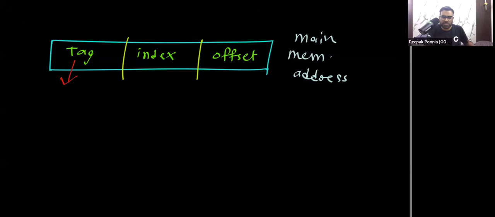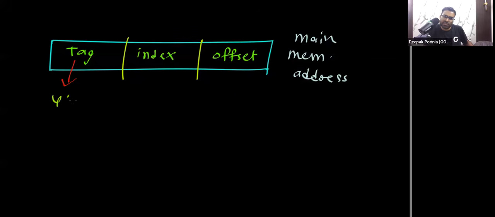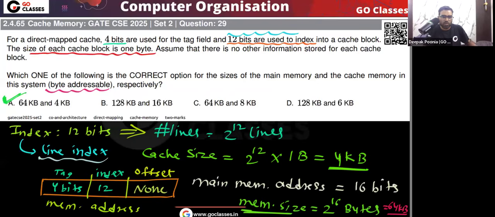Okay, already the question has given you the size of tag. The question is saying that 4 bits are used for tag. This line is given in the question. So I can say that 4 bits we need for tag. For index, the question is saying 12 bits for index. You can see this line is given in the question. 12 bits are used for index.